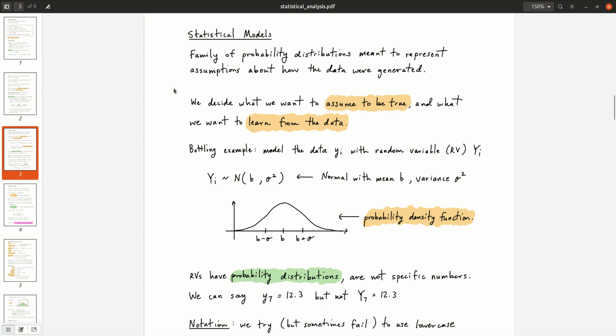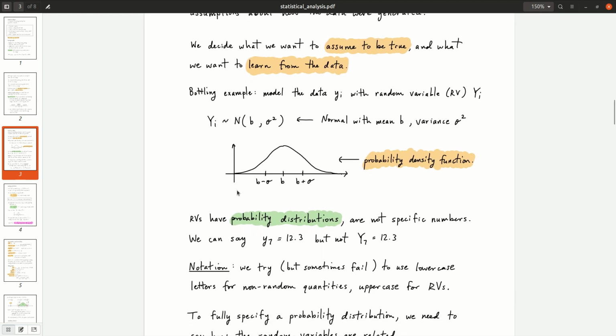Okay, so let's go back to our definition of statistical models, a family of probability distributions. What I mean by that in this specific case is that I'm saying it's normal, but I'm not saying what its mean or its variance are. So if we go back to this second line, what we're assuming to be true is that the y's follow a normal distribution. And then what we'd like to learn from the data is the mean, b, and possibly also the variance as well.